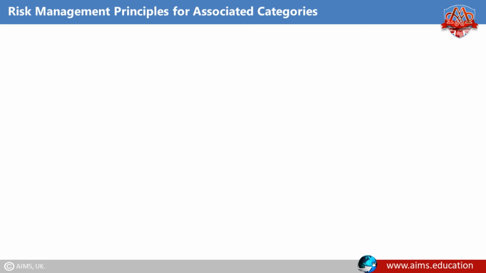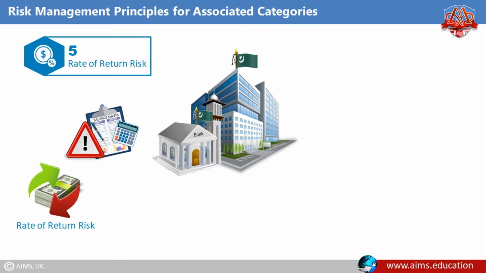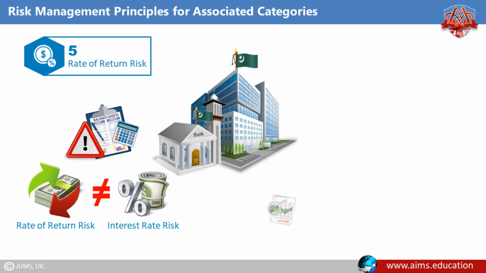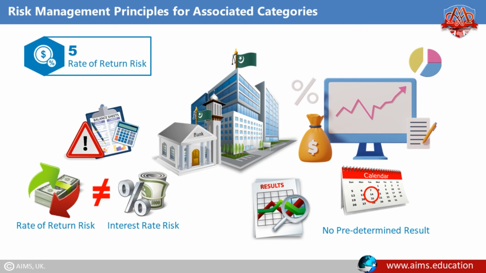Fifth category, rate of return risk. Institutions are exposed to this risk on their overall balance sheet exposures. The rate of return risk differs from interest rate risk, as institutions are concerned with the result of their investment activities at the end of the investment holding period. Such results cannot be predetermined exactly.